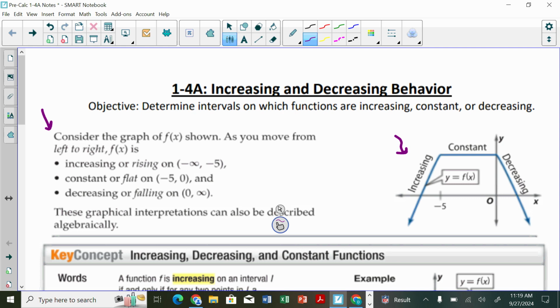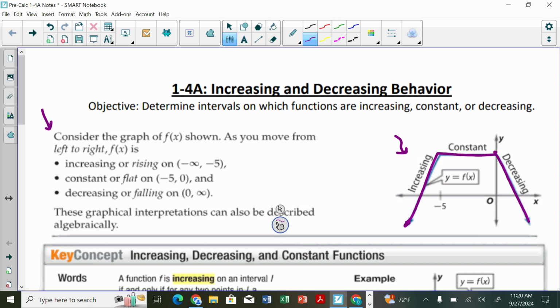So consider that graph on the right, and if you go from left to right, f of x is the function, and it looks like from the interval of negative infinity to -5, it is increasing or rising. Down here would be where negative infinity is. From left to right going this way, it's increasing, so it's rising from there. From -5 to 0 is where it's constant. It's flat, straight across, nothing happening. And then from 0 all the way to positive infinity on x, it is decreasing or falling. We see the picture, we see the graph, we see the terms increasing, decreasing, constant, rising, falling, flat.